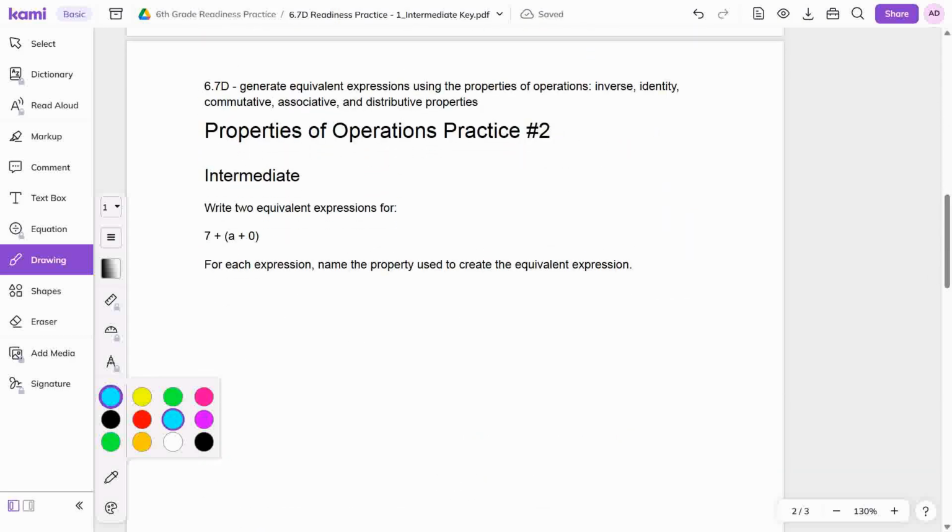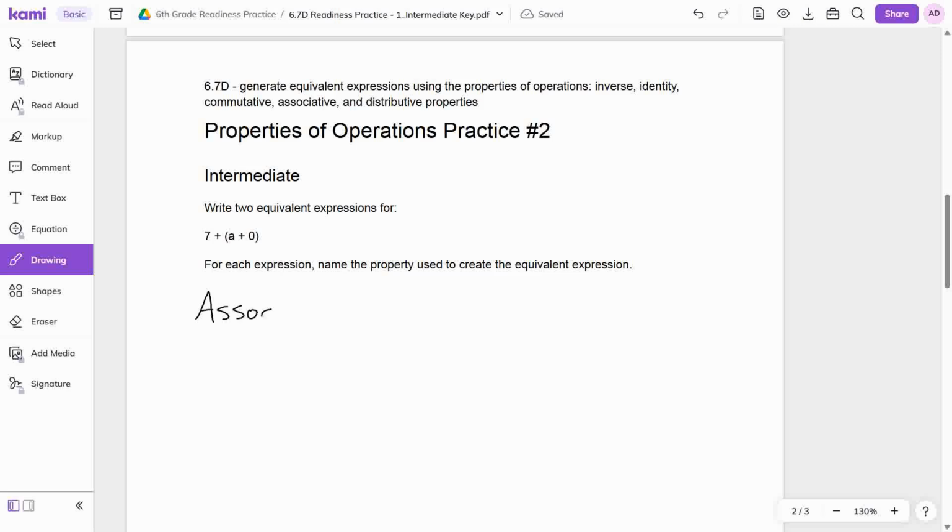All right, so we're going to write more equivalent expressions for 7 plus a plus 0, and let's name our properties. Okay, so one property that we have not used in this video is the associative property. Our associative property is the grouping property. So I'm going to put this in parentheses underneath.